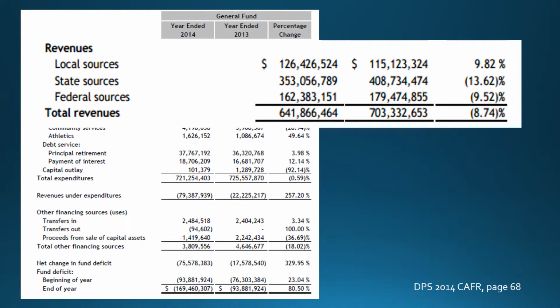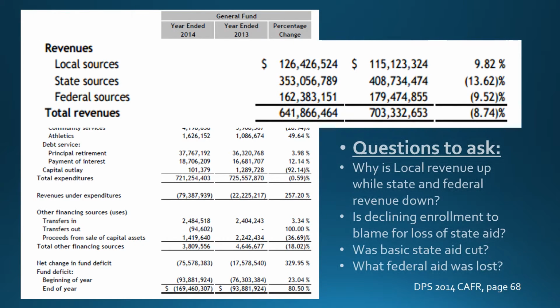And here they have a laid out of revenues, and it gives you an idea of how much revenue from local sources has gone up, how state funding has gone down, and how they are losing federal funding. And this kind of prompts some questions to ask for news reporting. Why is local revenue up while state and federal revenue is down? And is declining enrollment to blame for loss of state aid? Or was there actually a basic state aid cut? And finally, what federal aid was lost?